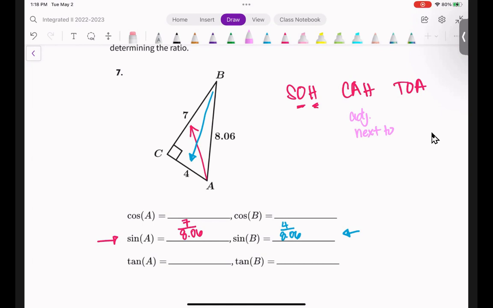Okay. So adjacent just means the side that's next to. So cosine is adjacent over hypotenuse. So I can write the hypotenuse already because you guys already told me what my hypotenuse was, right?